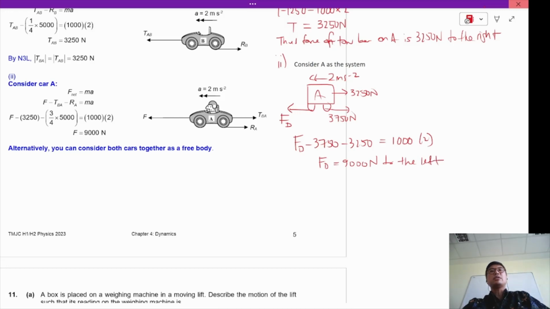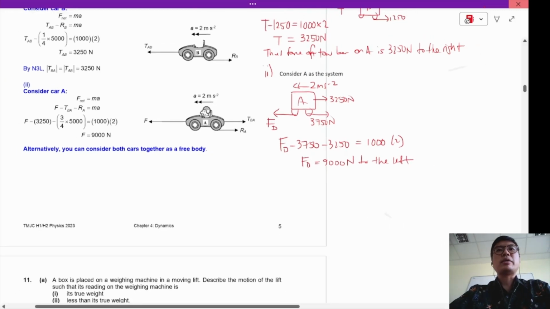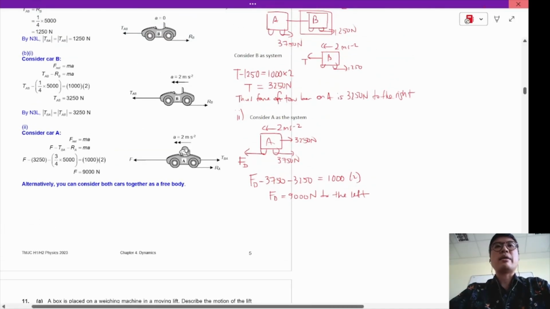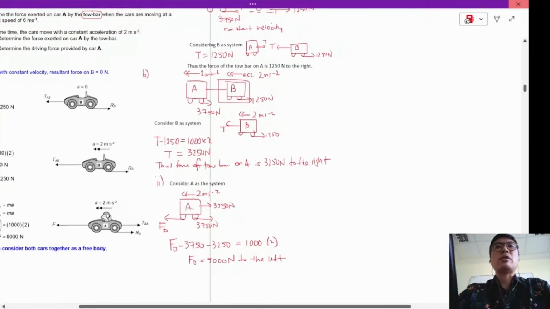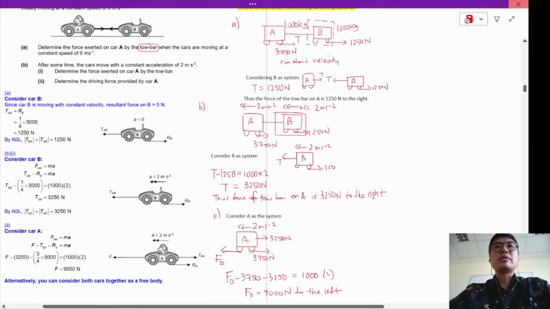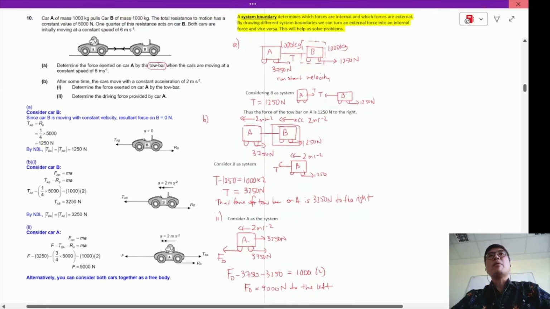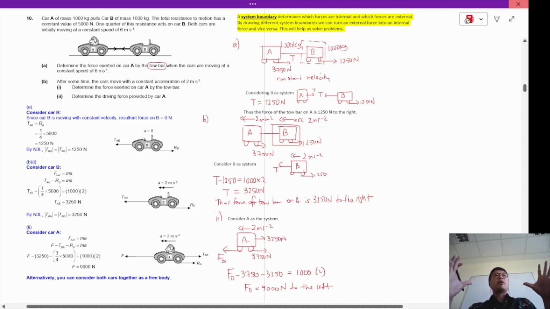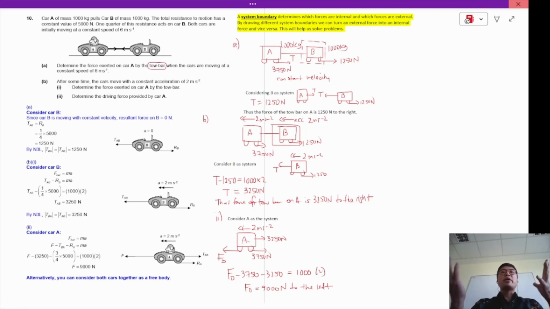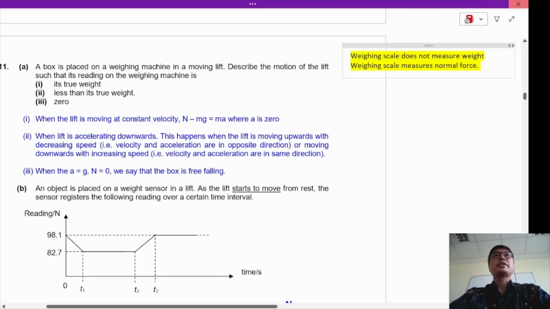Okay, so this is what it looks like. You can consider A and B as a system alternatively. All right, so this will be question 10. So remember, the system boundary exists so that you can draw different bodies within the system boundary to make the forces internal or external forces so that you can solve them easily. This is question 10. Let's take a look at question 11.